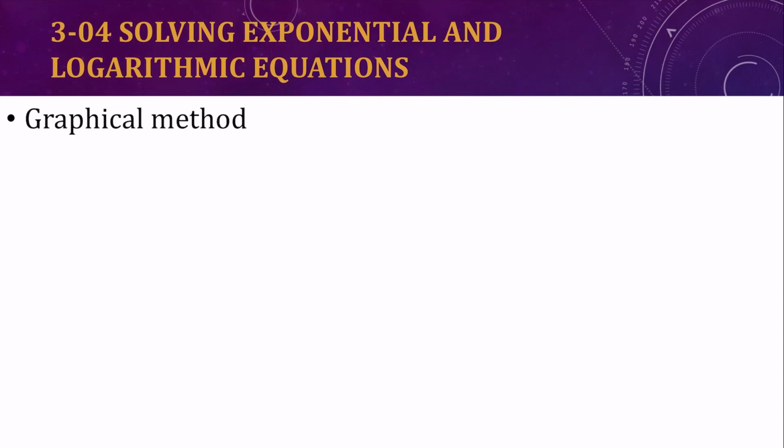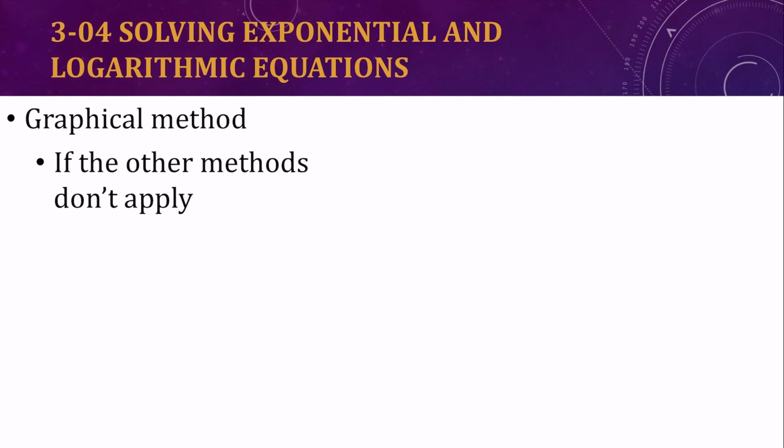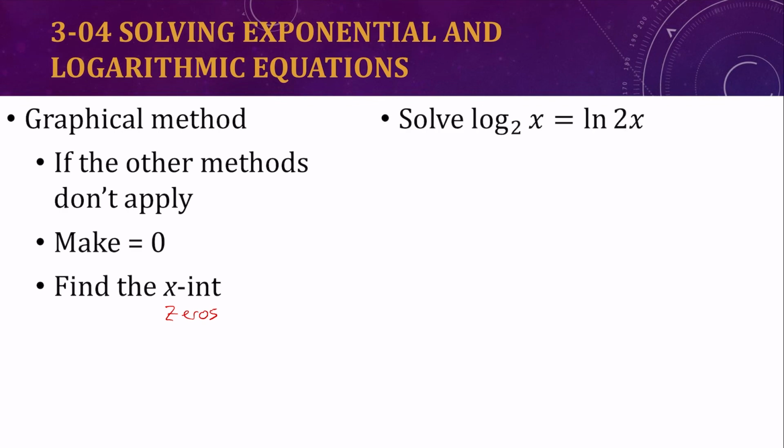The other way to solve any equation is graphically. But it's usually a last resort, and only try to do it when other methods don't work. So you make your equation equal to 0. You graph it, and you find your x-intercepts, or the zeros. Your graphing calculator should be able to do that for you. So let's solve this. Now this, we could use a change of base formula and solve it that way. Or we'll use it to demonstrate the graphical method.